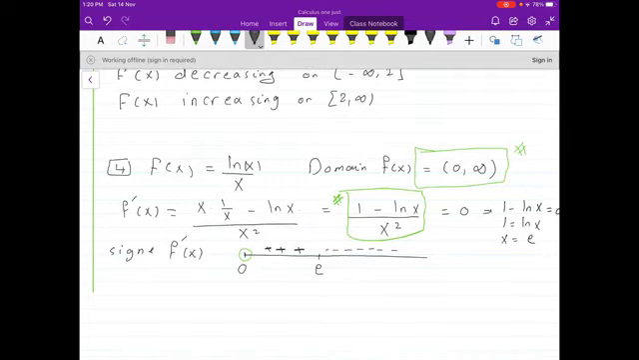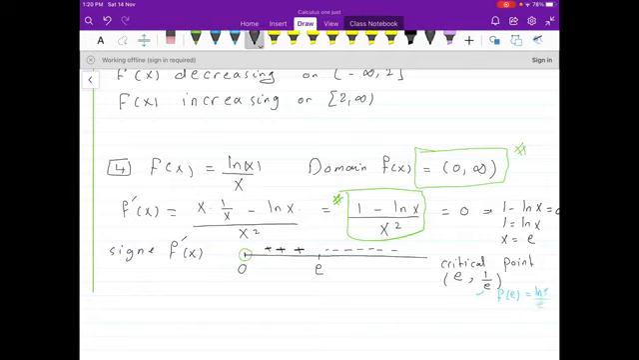So, what is the critical point? The critical point is e, and f of e is ln e over e, which is 1 over e. How do we get 1 over e? This is f of e. We substitute: ln e over e.